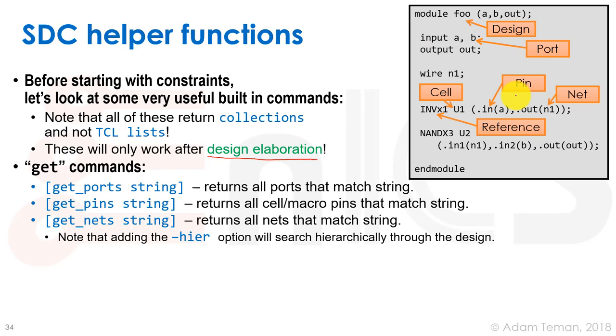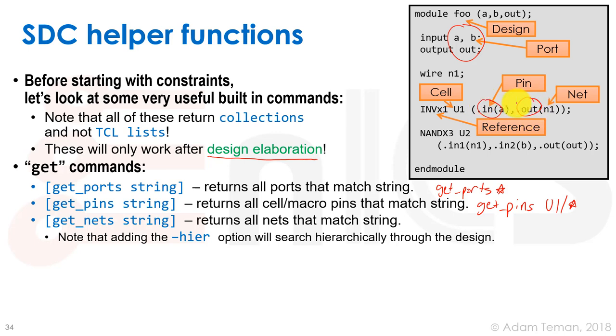So here's what we had on the previous slide, right? And we have these commands that are called get commands. So we have get ports, get pins, get nets. So for example, if we were to write get ports star, sometimes you can remove the star and it will understand it's a star. Star is a glob. It grabs everything. So if we do get ports star when our current design is foo, what we would get returned is a collection that includes A, B, and out. If we were to do get pins on U1/star, what we would get are U1 in and U1 out.